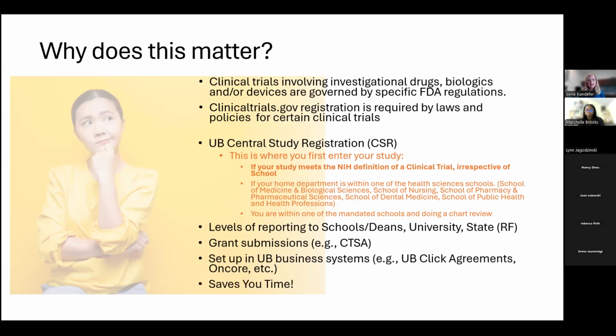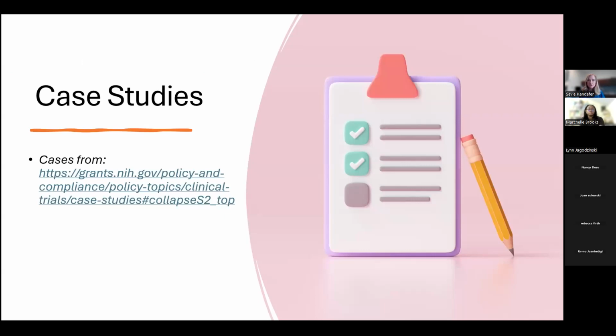So if you know what kind of study you have and you know the rules and regulations that you need to follow, hopefully that makes startup a little bit smoother, because nobody wants to hear, oh, but you have to go back and do this. Oh, but you have to go back and register at clinicaltrials.gov. You have to go back and put it in CSR. If you just know what you need to do ahead of time, it hopefully makes things go more smoothly and saves you time.